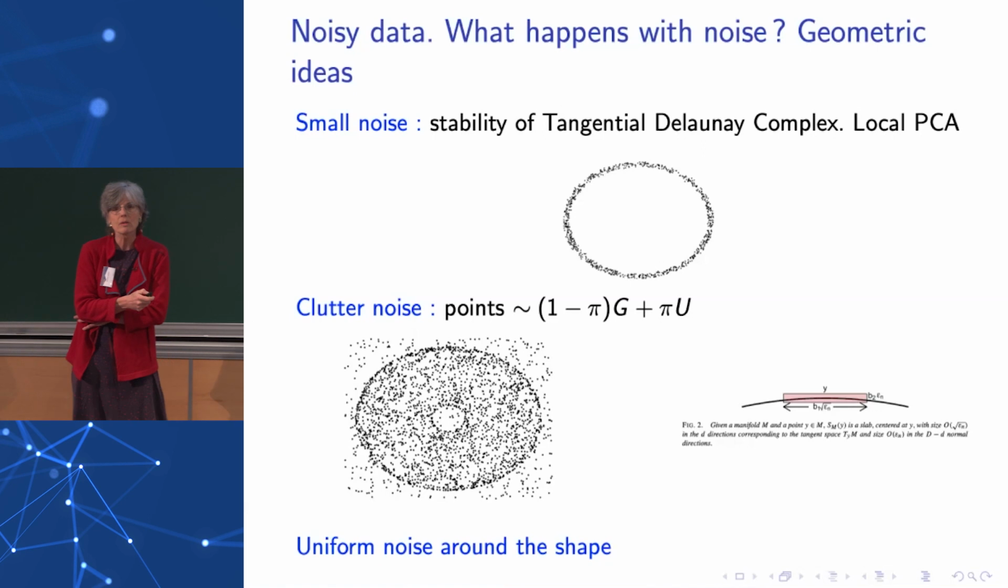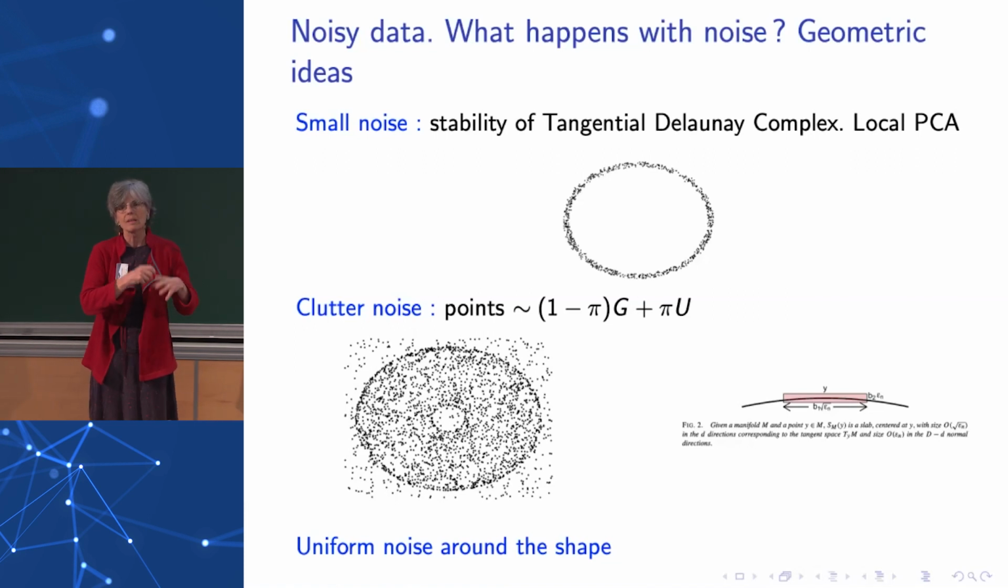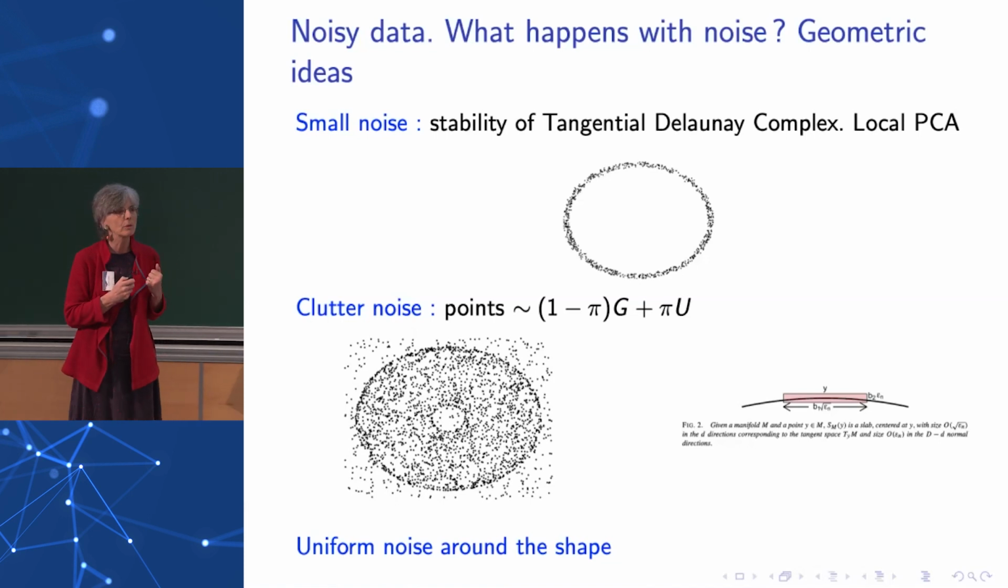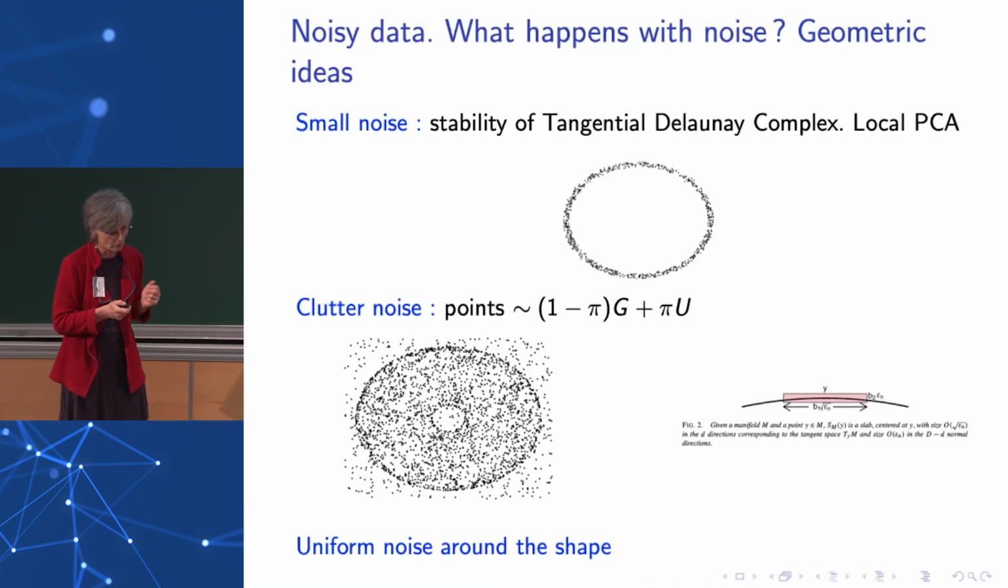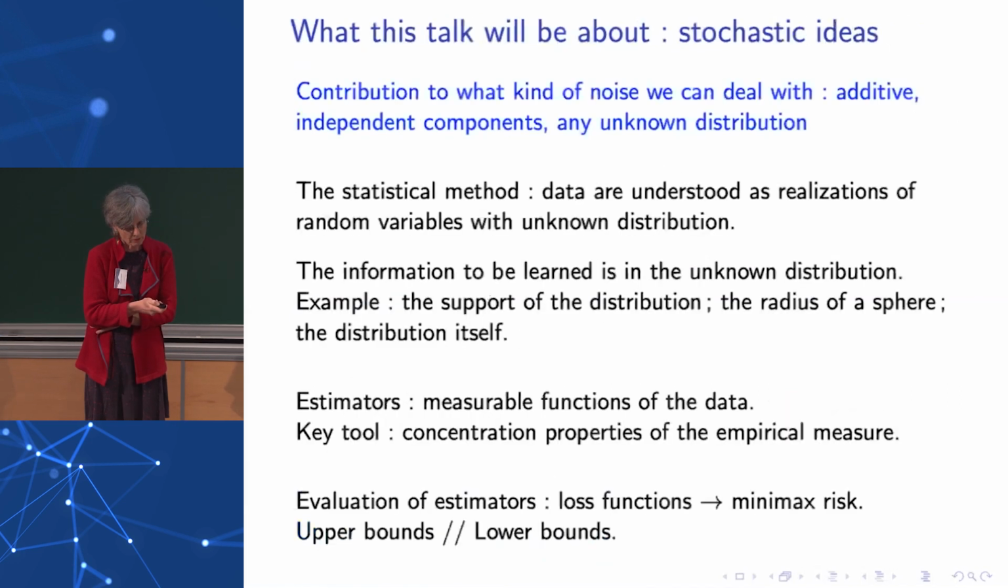And the more recent idea in geometric ideas was to consider, well, I didn't put a figure, but the idea is that if the noise is uniform enough on the neighborhood of the structure, then the structure is in the middle in some sense, and then you can recover it, and you also have upper bounds. So what I will talk about here is a different point of view.